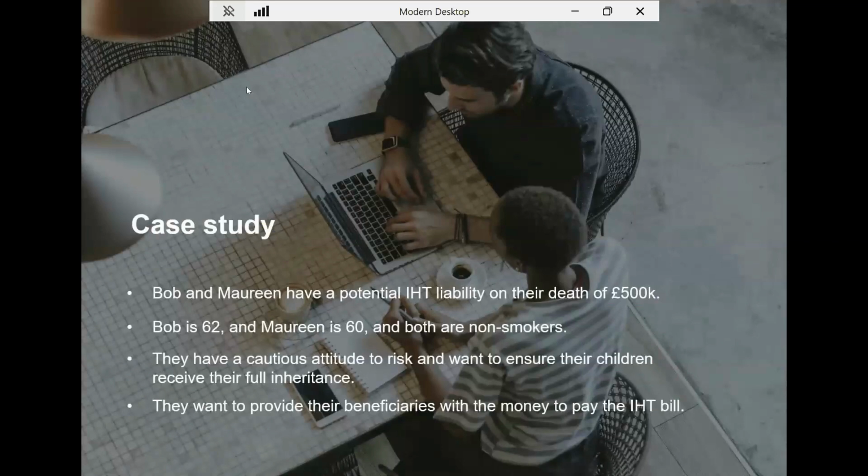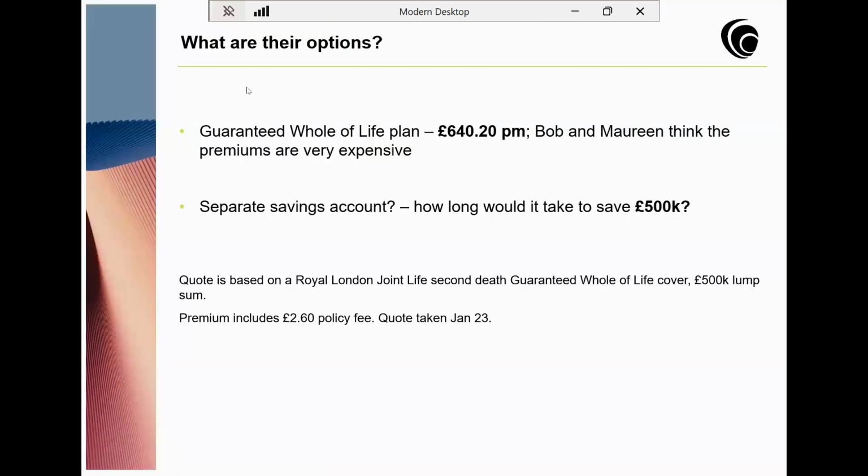So just to bring that bit to life for you, we have a case study. We have Bob and Maureen. They've got an IHT liability of 500,000, aged 62 and 60, and non-smokers. So what would a policy cost for them? Again, we've obviously had to look at an example of some premiums here. So these are ones which were provided by Royal London. Again, different companies will have different prices and different types of policies and benefits provided.